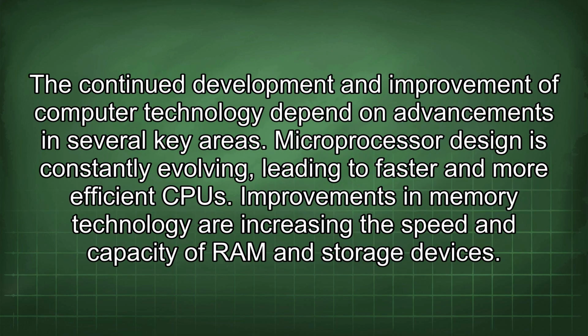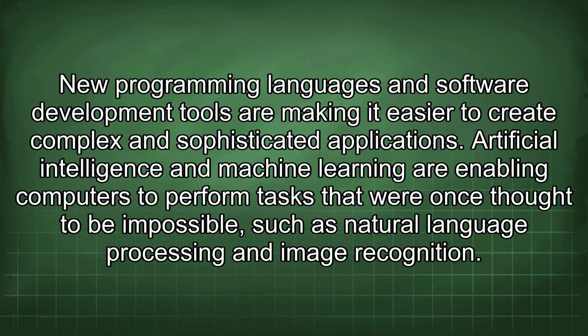The continued development and improvement of computer technology depend on advancements in several key areas. Microprocessor design is constantly evolving, leading to faster and more efficient CPUs. Improvements in memory technology are increasing the speed and capacity of RAM and storage devices. New programming languages and software development tools are making it easier to create complex and sophisticated applications. Artificial intelligence and machine learning are enabling computers to perform tasks that were once thought to be impossible, such as natural language processing and image recognition.